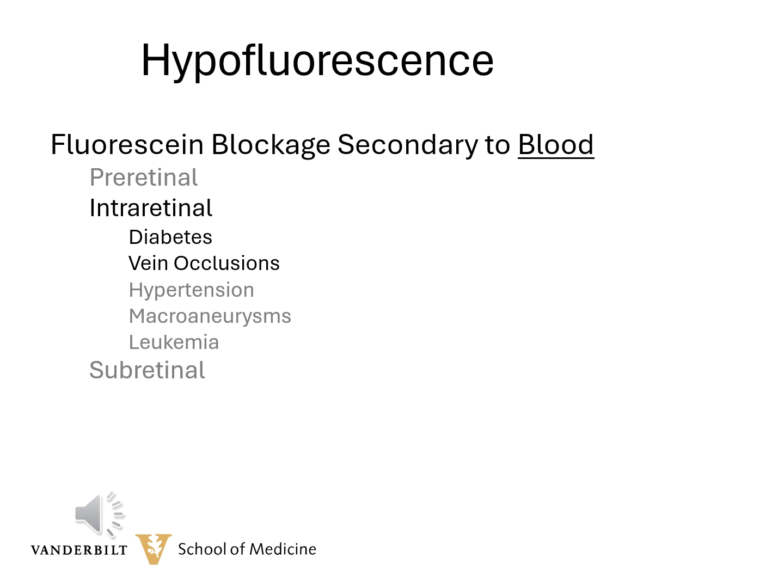The differential diagnosis of intraretinal hemorrhages is extremely long, and it is not appropriate to go into all the different causes here, but the most common ones, and we'll show examples of, are diabetes, vein occlusions, hypertension, and then macroaneurysms and leukemia.